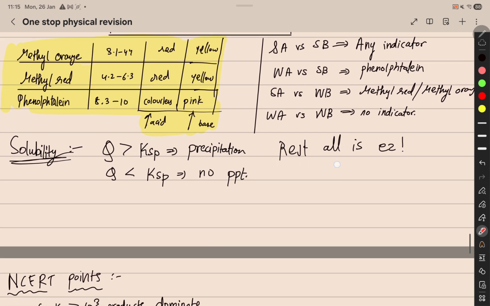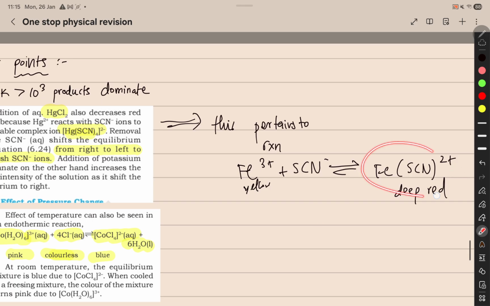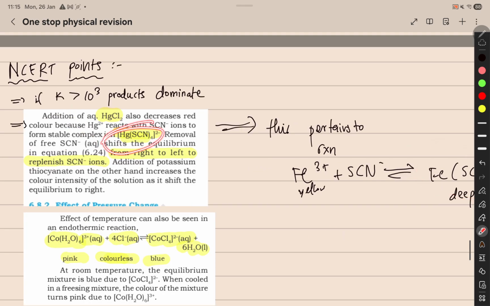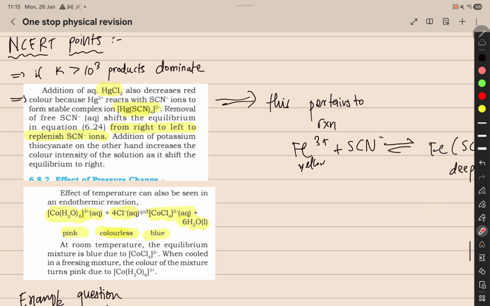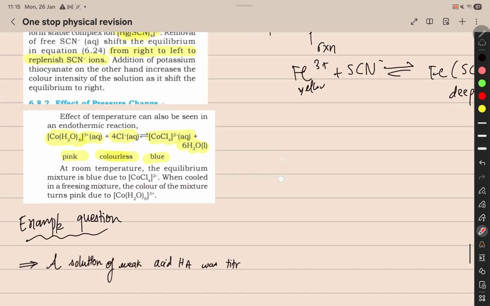I'm assuming that in NCERT some points are given over here, like if K is greater than 10 power 3, products dominate. In the reaction of Fe3 plus with SCN minus giving FeSCN2 plus, if you add Hg2 plus ions, the red color disappears, and if you add potassium thiocyanate, the equilibrium shifts and becomes more red, with more intensity of red color, because of the formation of HgSCN4, which is a very stable compound. And one more is there: the effect of temperature can be seen in an exothermic and endothermic reaction.